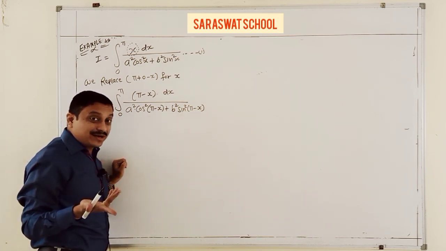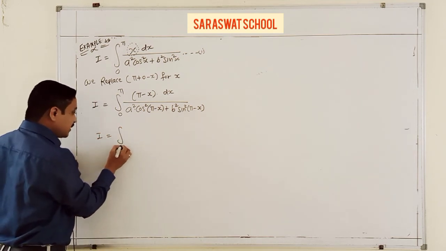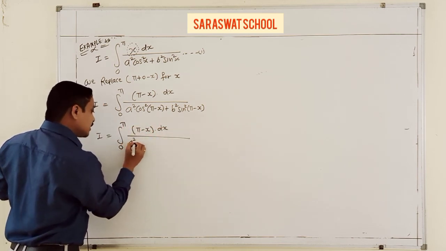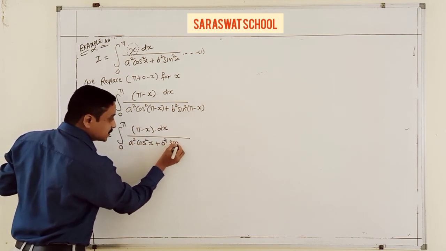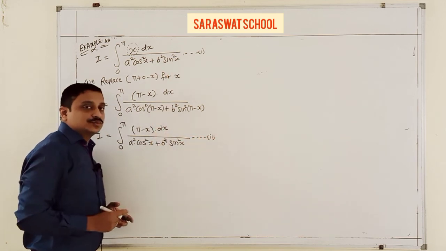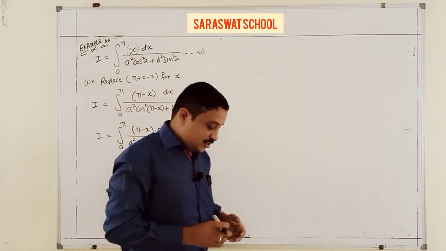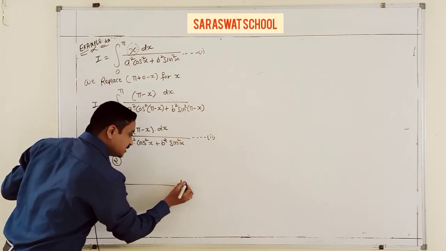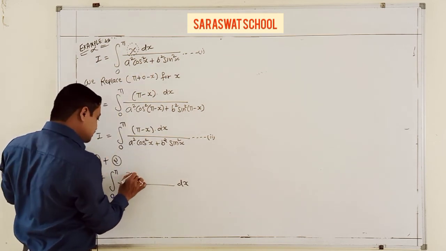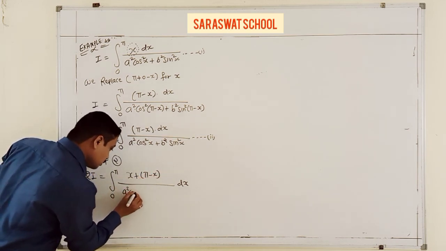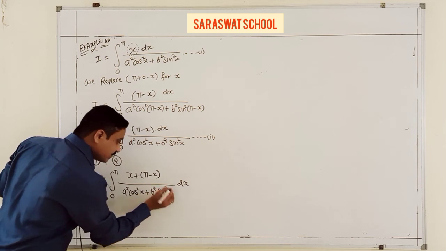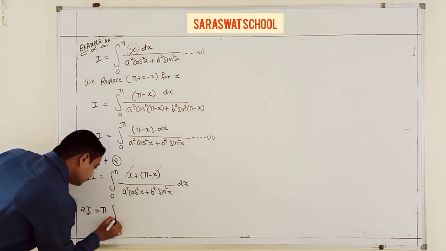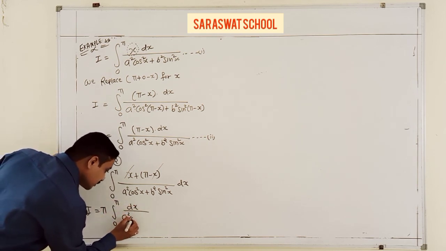Now pi minus x is in the second quadrant, and it is already squared, so you have two positives, students. 0 to pi, pi minus x upon a square cos square x plus b square sin square x. Statement 2. Now 1 and 2 both add, because the denominators are the same. So, students, we go 1 plus 2, which gives 2I, 0 to pi. Check the denominators are the same. On the upper side only x plus pi minus x, the x and x cancel, and pi is separate. So I is equal to pi by 2, 0 to pi dx upon a square cos square x plus b square sin square x.